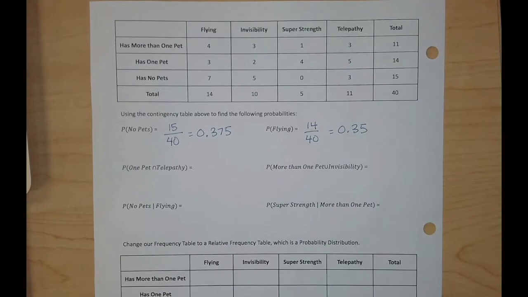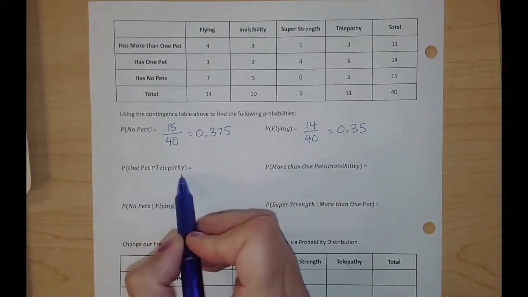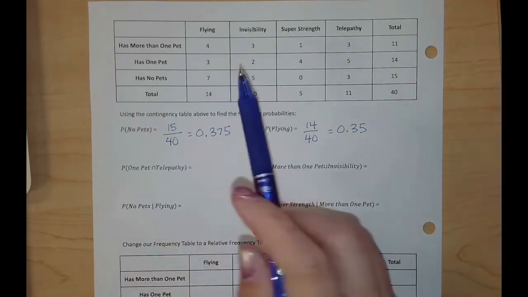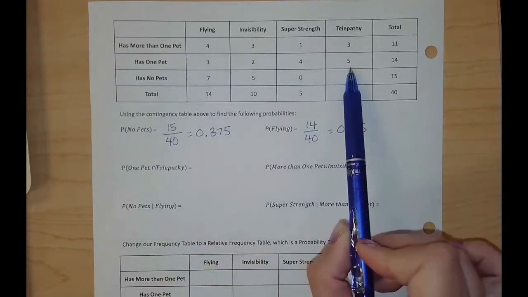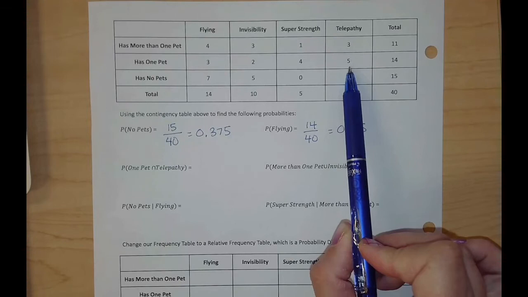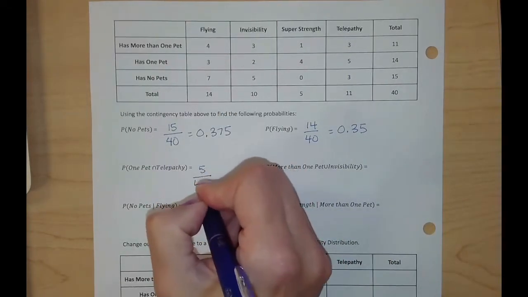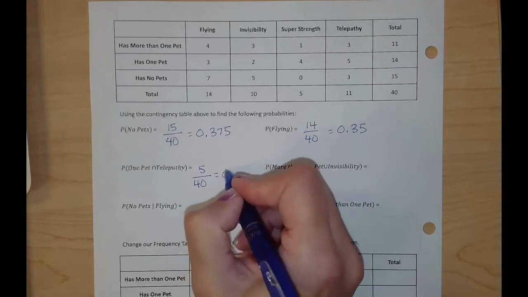And then we have an intersection, one pet and telepathy. So the intersection is, what did I say? One pet and telepathy. This intersection is 5, and the total is 40. And that is a reducible fraction, but let's just go ahead and put it in a decimal, which is 0.125.